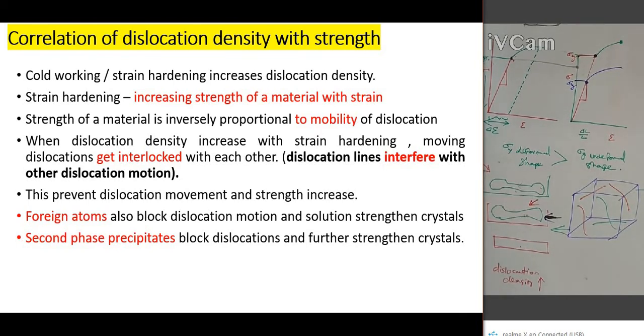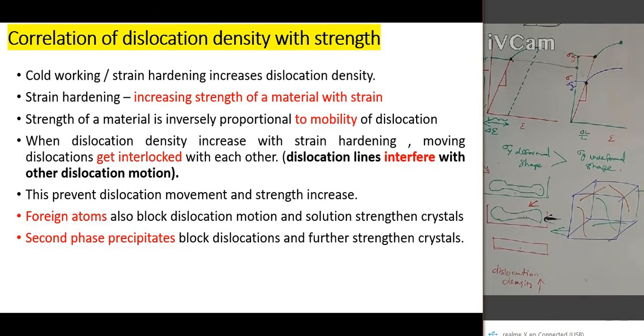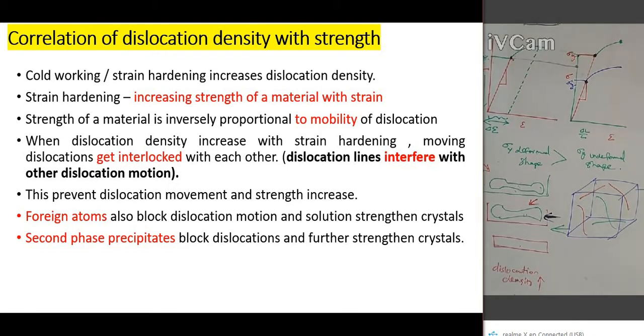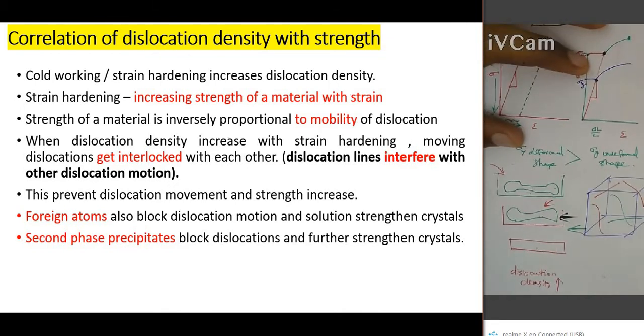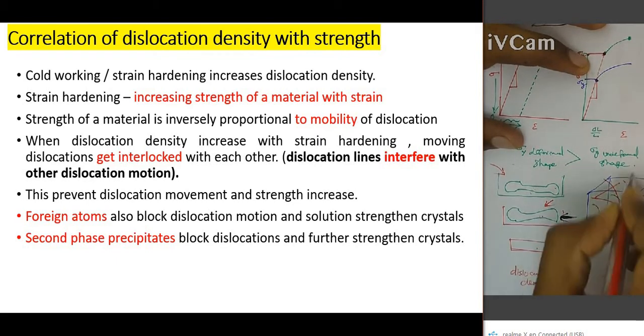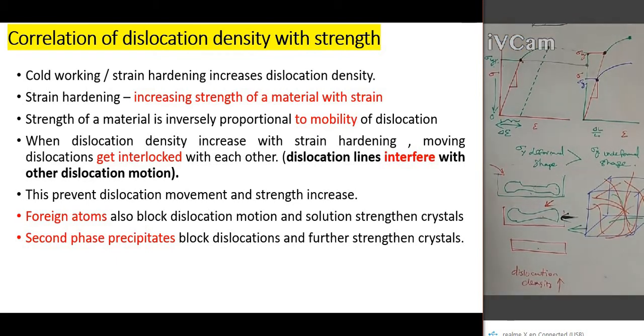When they move, if there is any obstruction to the mobility of the dislocation, that leads to an increase in the strength of the material. If we can provide any obstruction to the mobility of dislocation, that will increase the strength of the material. That is actually what happens in a strain hardened material. What happens? During strain hardening, the number of dislocations will increase. But by strain hardening, the chance of getting interlocked with each other also increases.